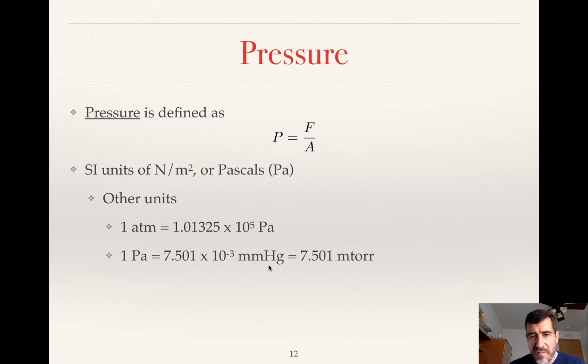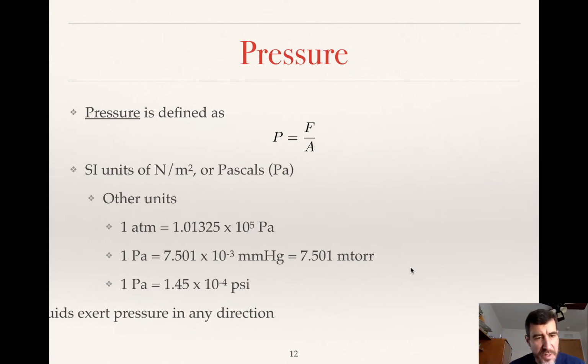So there's also something called a millimeter of mercury, and 1 Pascal is 7.5 times 10 to the minus 3 millimeters of mercury, and this is also related to a unit called a torr. So this 1 Pascal is also 7.501 millitorr. And there's also pounds per square inch, or PSI. So 1 Pascal is about 1.45 times 10 to the minus 4 pounds per square inch. And depending on what you're doing, you'll see all these units for pressure. So it pays to remember how to convert between them.